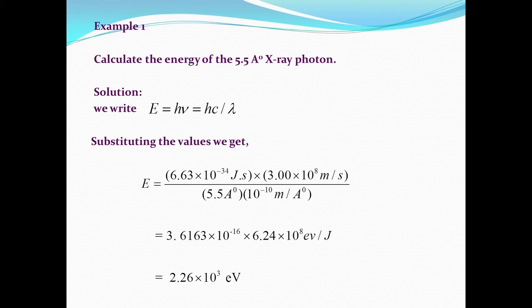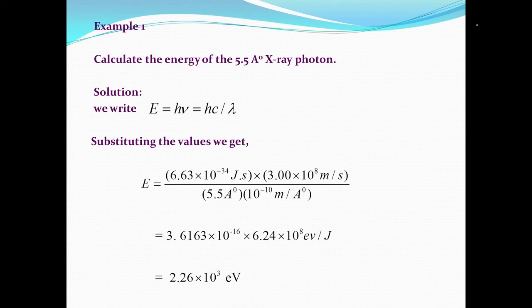Now, I want to demonstrate to you how we can calculate the energy of a radiation. In the example in front of you, I have a 5.5 angstrom X-ray photon. I want to know the energy of this wavelength that is coming out whenever I take electrons and bombard them on a metal and X-rays are generated. The X-ray generated has a wavelength of 5.5 angstrom units. What is its energy? So, the solution is very simple.